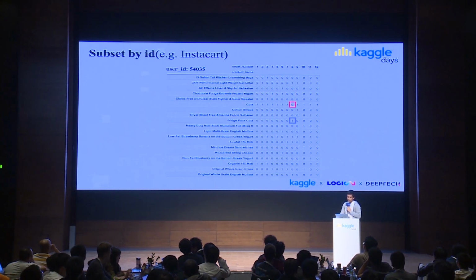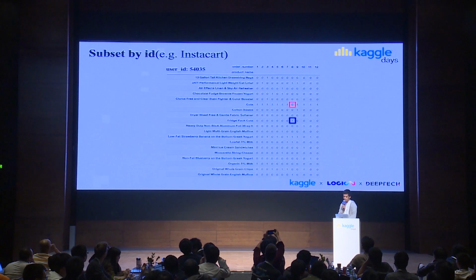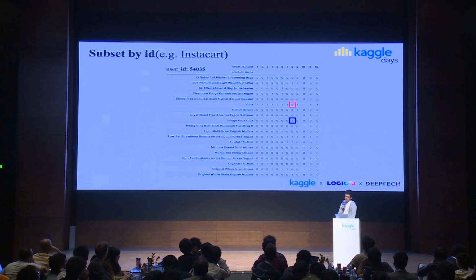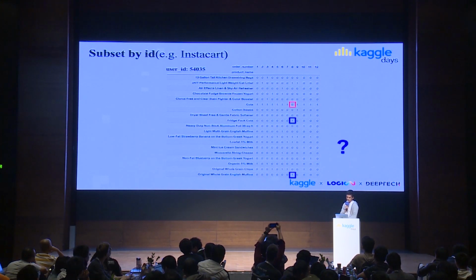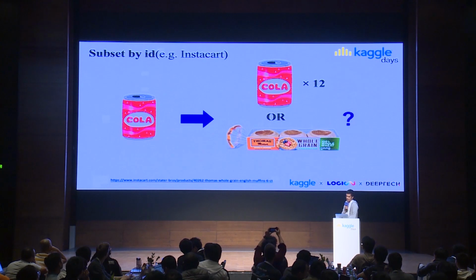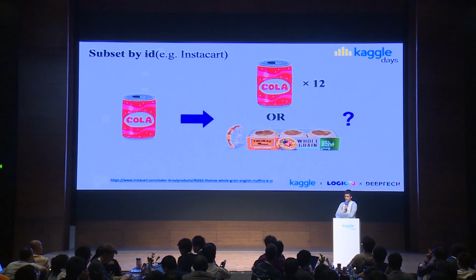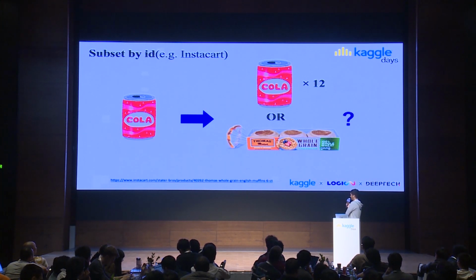This is just my assumption: probably the user bought a fridge pack of cola instead of it. But that user also bought English muffins, so we don't know which is the replacement. In this way, we cannot find the truth because we cannot interview the user: why didn't you buy the cola? But we can analyze another user.